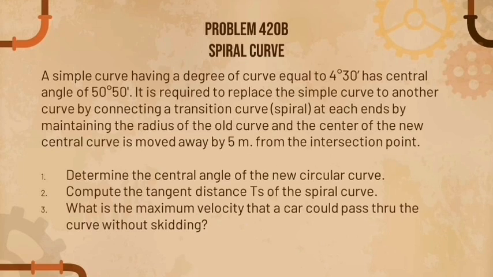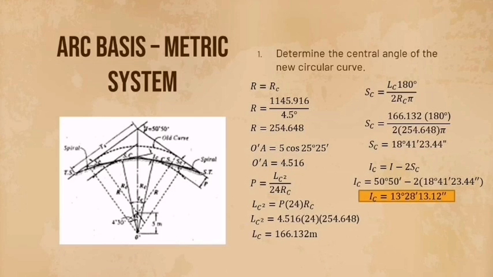So for number 1, determine the central angle of the new circular curve. Number 2, compute the tangent distance Ts of the spiral curve. Number 3, what is the maximum velocity that a car could pass through the curve without skidding? So, gagamitin muna natin is arc basis metric system for number 1. So, determine the central angle of the new circular curve.